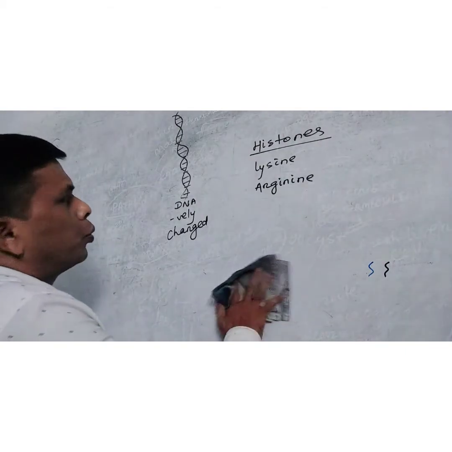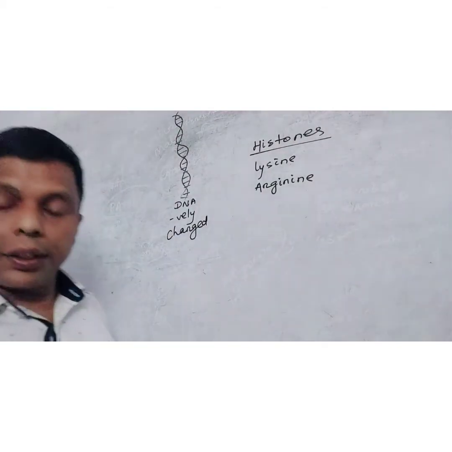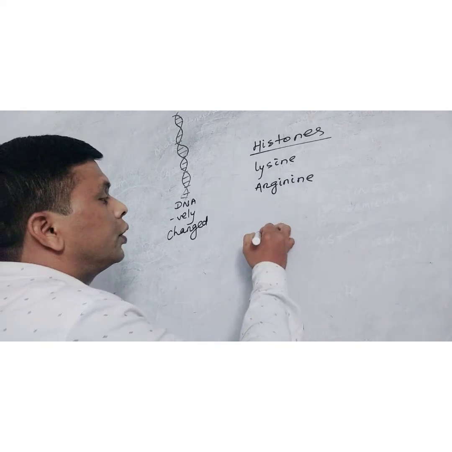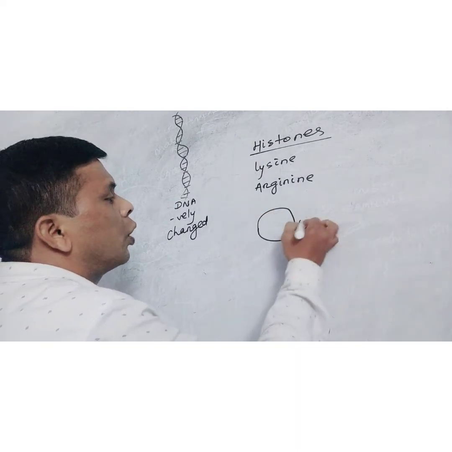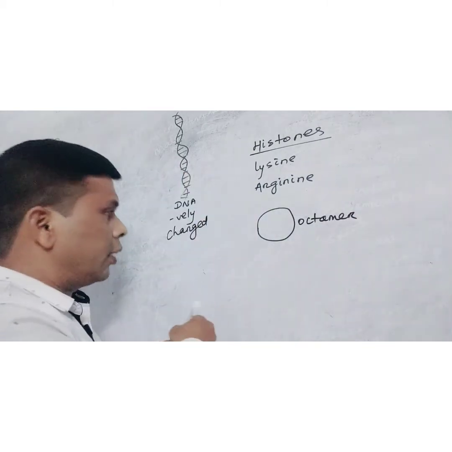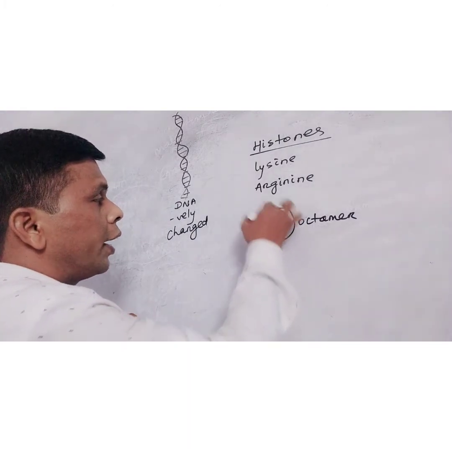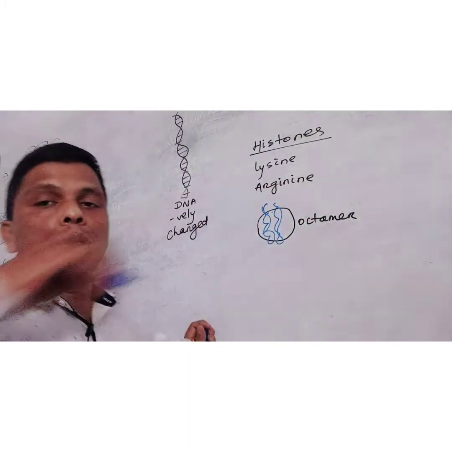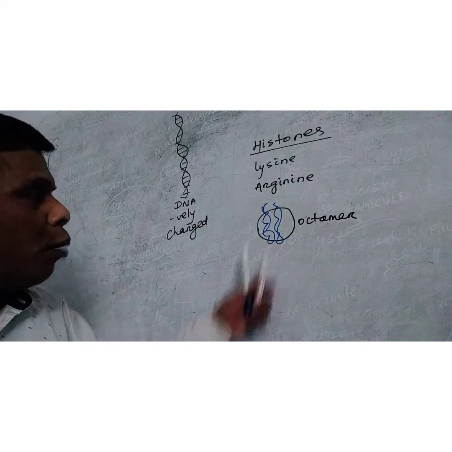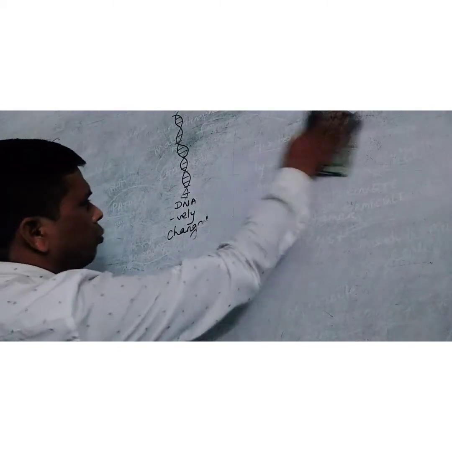First we have to study the histones in detail. The histone produces an octamer structure. Histone produces an octamer, and the DNA is wrapped around it. It produces two wraps around. So let's study the histone in detail. Come to the structure of histones.